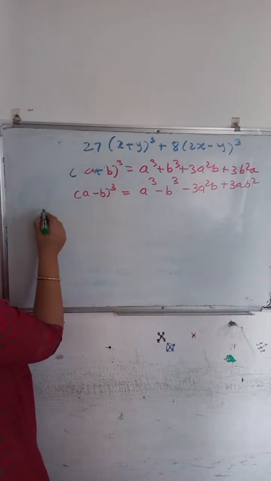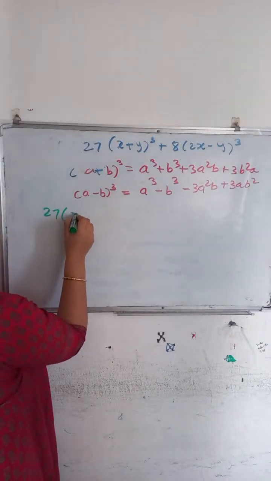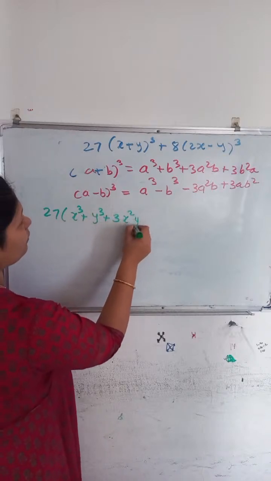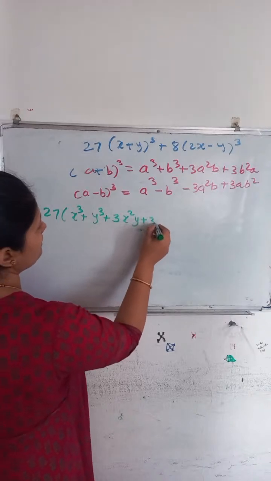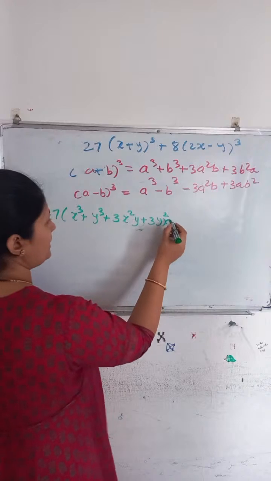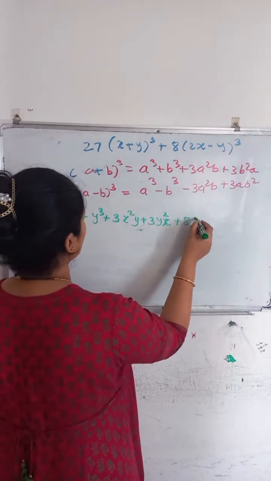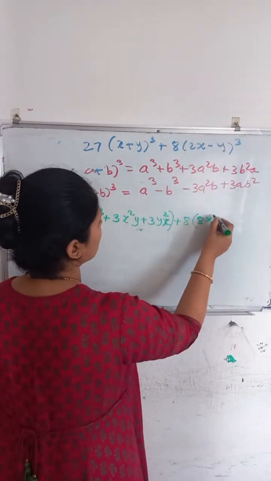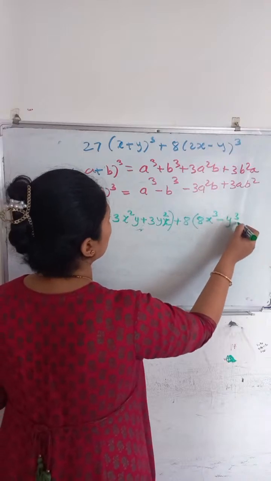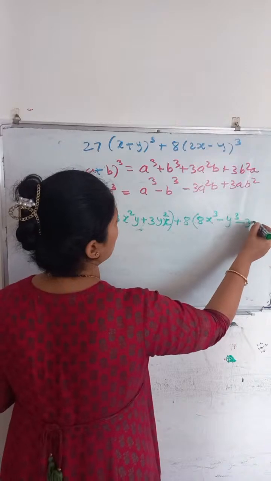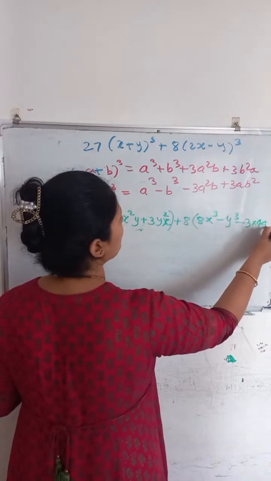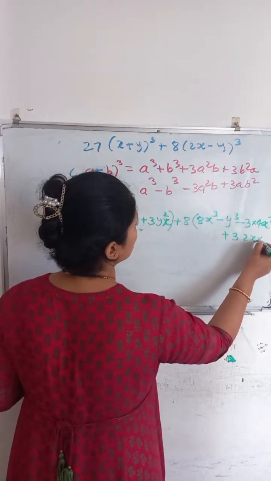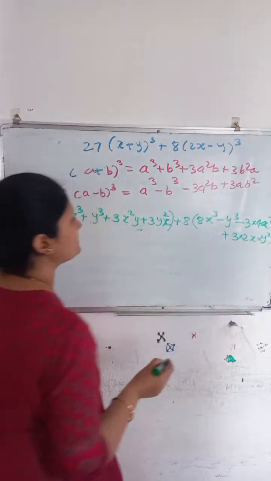Okay, so substitute here: 27 into (a³ is x³, plus y³, plus 3x²y plus 3y² into x), plus 8 into (inside this bracket, again 2x cubed, that is 8x³, minus y³, minus 3 into 4x² (that is 2x squared) y, plus 3 into 2x into y²). Now you can simplify this.